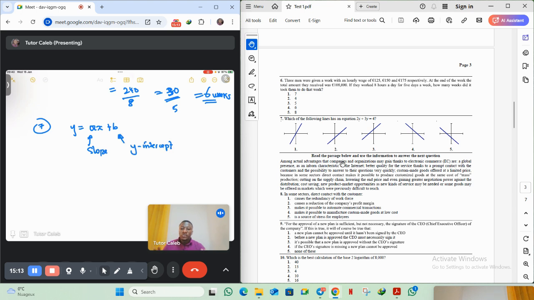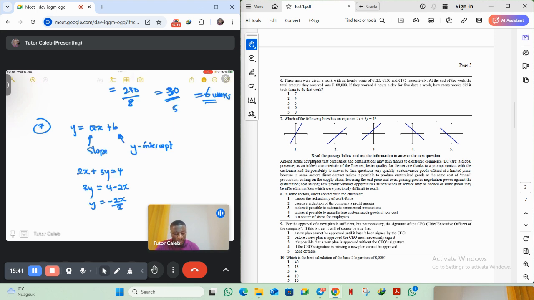So we're going to use these two pieces of information, the slope and the y-intercept, in order to pick a choice out of the five that has been given to us. First thing is that we want to rewrite the equation 2x plus 3y equals 4 as the equation y equals ax plus b. So from here we'll have 3y equals 4 minus 2x, and y equals minus 2x over 3 plus 4 over 3.